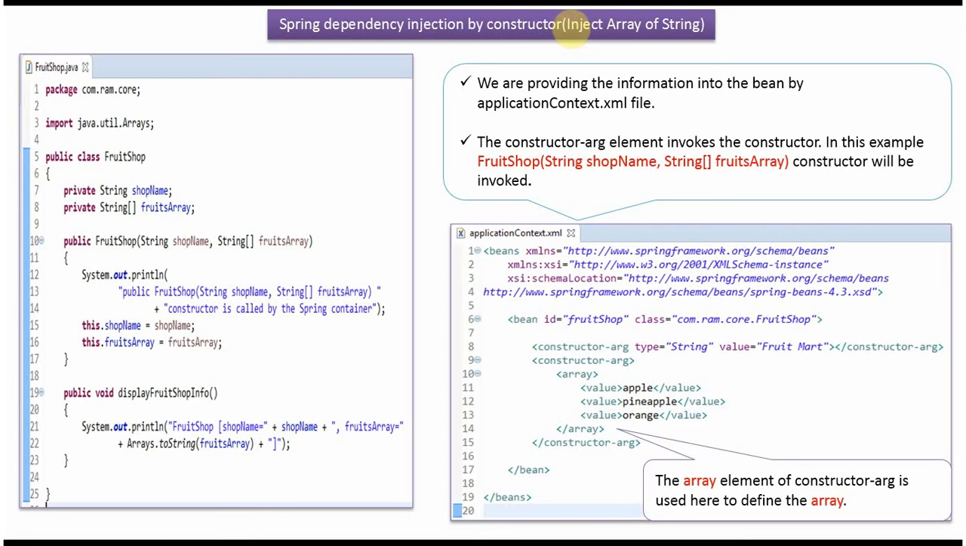In this video tutorial I will cover how to inject an array of strings using Spring Dependency Injection by constructor. Here I have defined the class FruitShop. It has two properties, shopName and fruits array. The fruits array is a string array, and it has a FruitShop constructor which accepts shopName and fruits array. And it has a displayFruitShopInfo method.